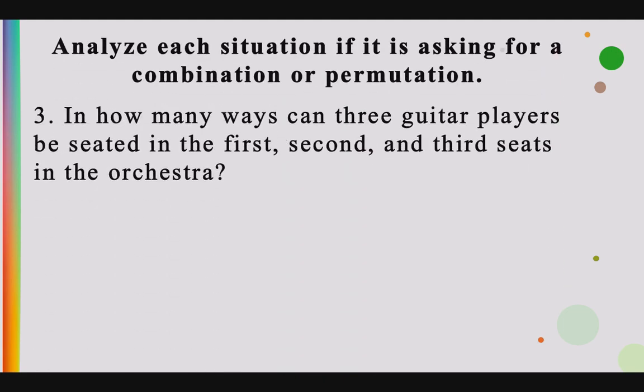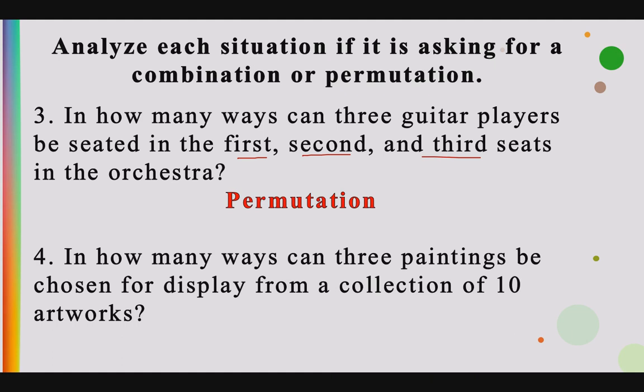Next, in how many ways can 3 guitar players be seated in the first, second, and third seats in the orchestra? Dito, guitar players ang kailangang ilagay sa first, second, and third seats sa orchestra. Mapapansin natin, meron pagkakasunod-sunod. May first, second, third. At kung meron pagkakasunod-sunod, malamang ito ay permutation.